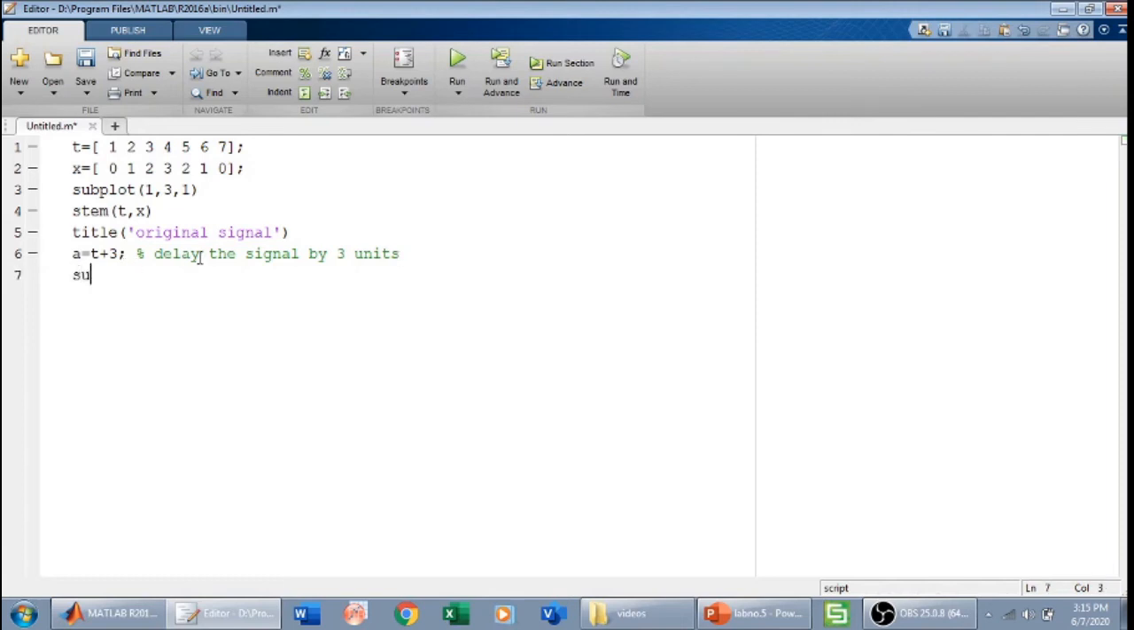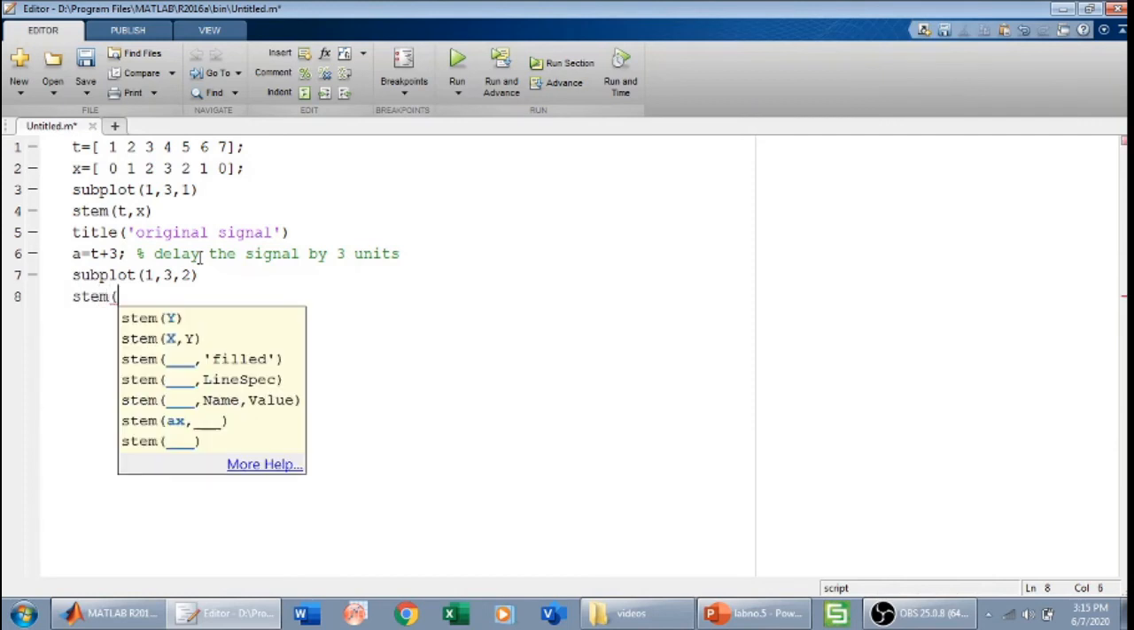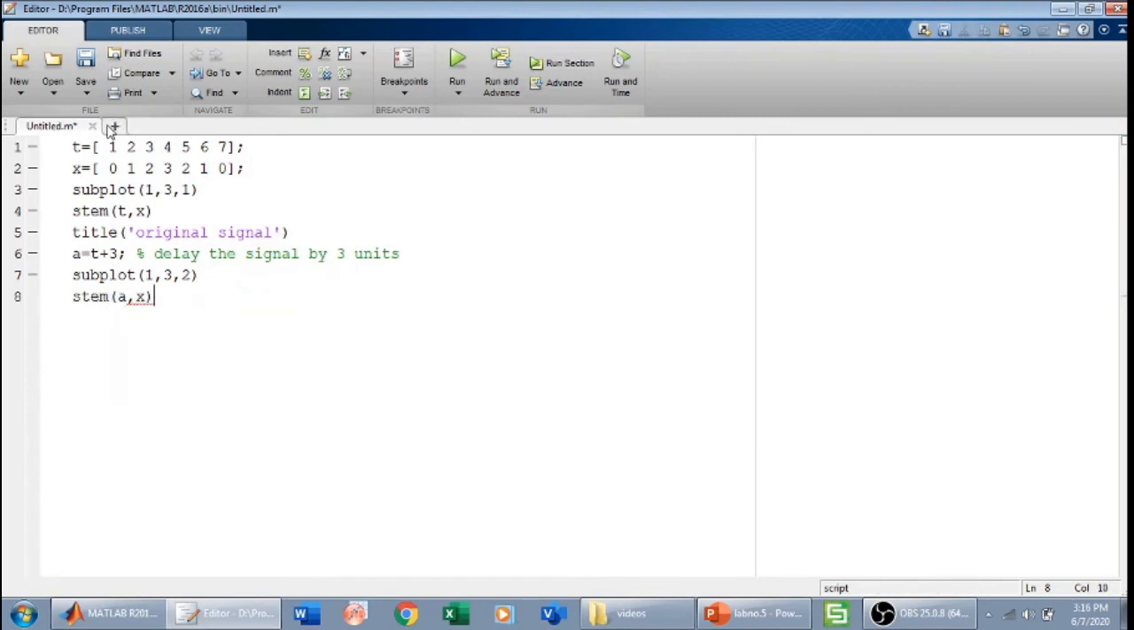Now I will again use the 1 cross 3 subplot. I will give it the second position, and I will write stem. Now the x-axis of mine will be a, because I have shifted this time axis by 3 units. So the x-axis is now a, and the y-axis amplitude is x. This is the amplitude which is constant, only the time has been shifted by 3 units. So I will write stem a, x, and then I will give it a title, delayed signal.